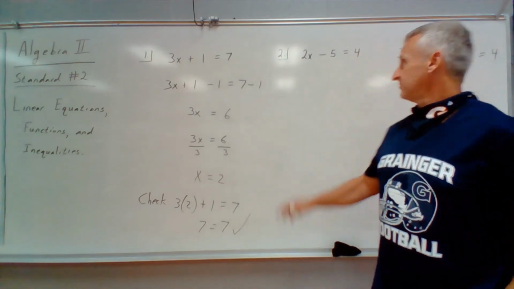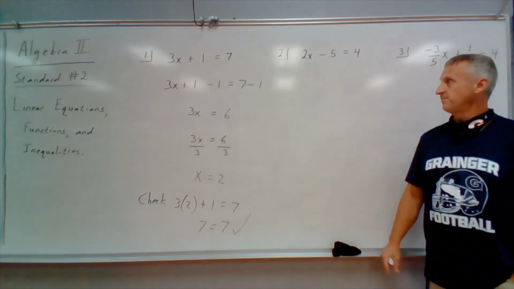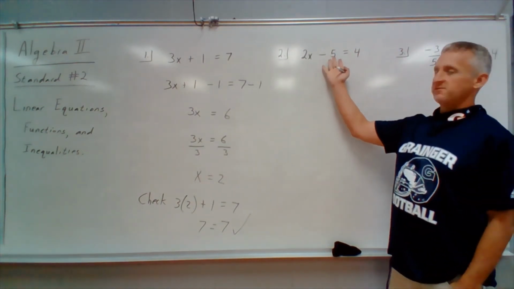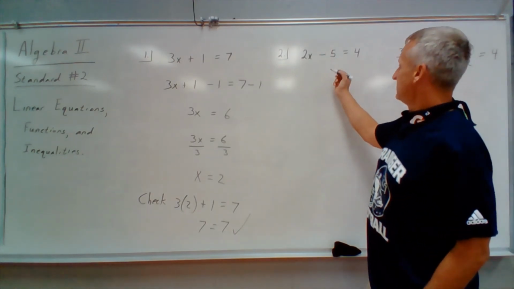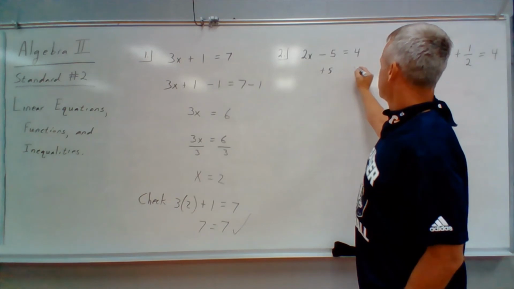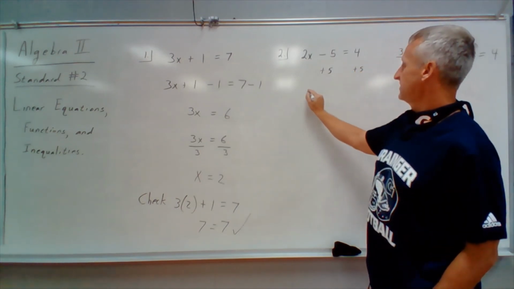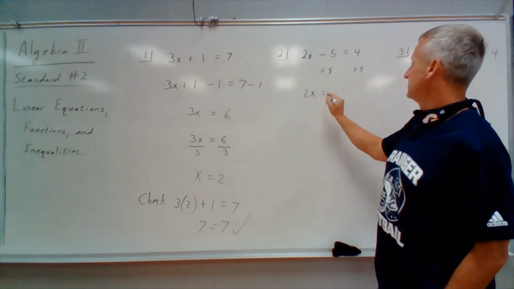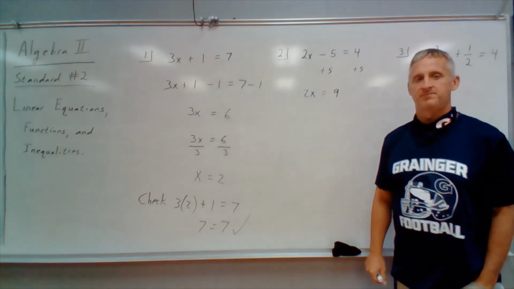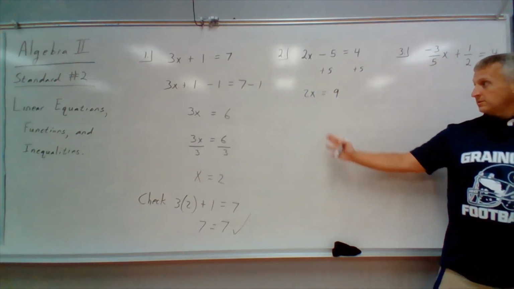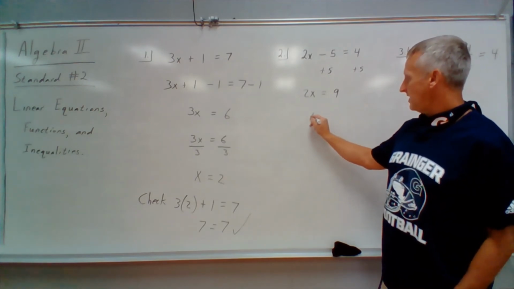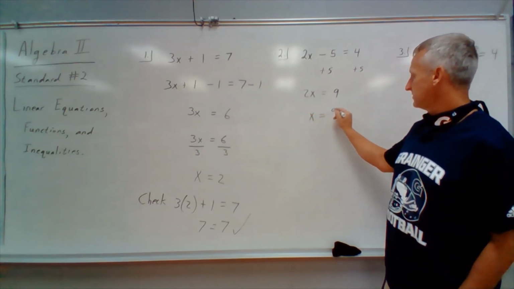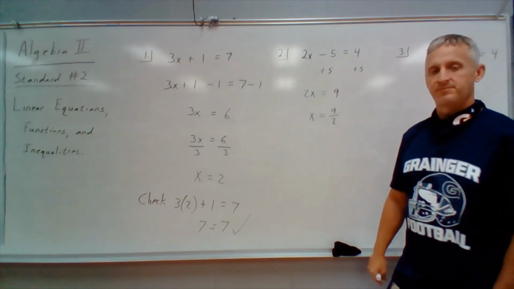The next one, 2x minus 5 equals 4. To get rid of the 5, since it's minus 5, we want to add 5 to both sides. So if I add 5 to this side and add 5 to that side, I'll have 2x equals 9. To get rid of the 2, I'm going to divide both sides by 2. And that will leave me x equals 9 over 2.